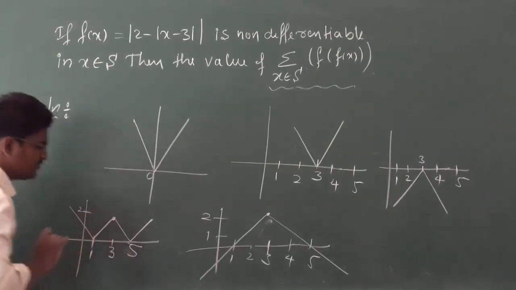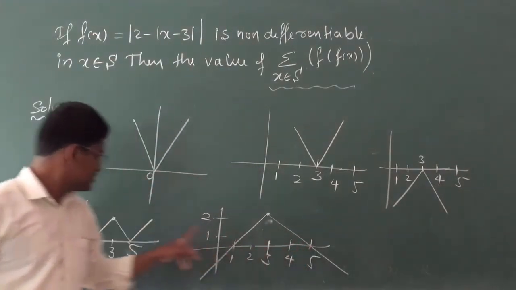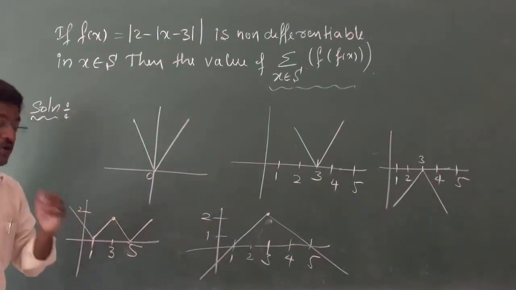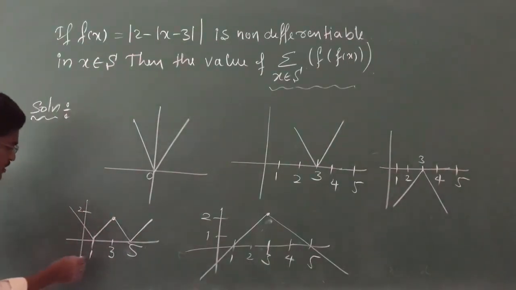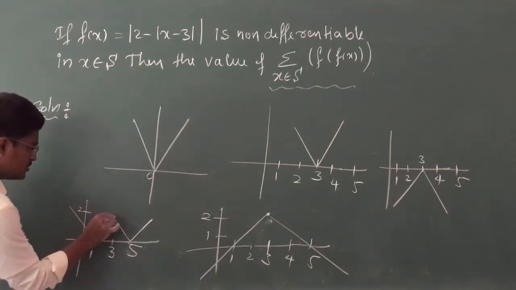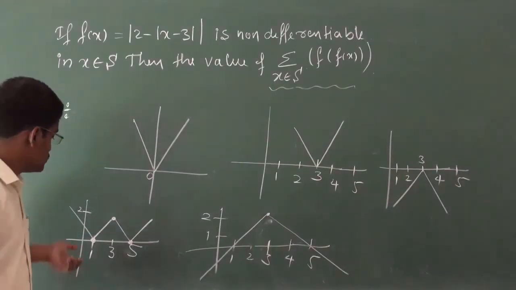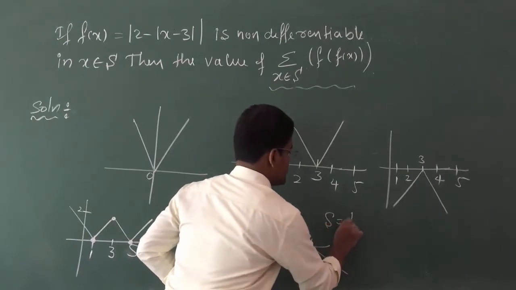1, 3 and 5. Clear? So 1 is this point, 5 is this point, 3 here. Clear? So here you get sharp edges at 1, 3 and 5. So from this you can understand that S is equal to {1, 3, 5}.